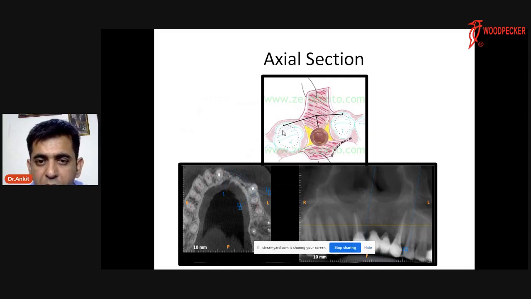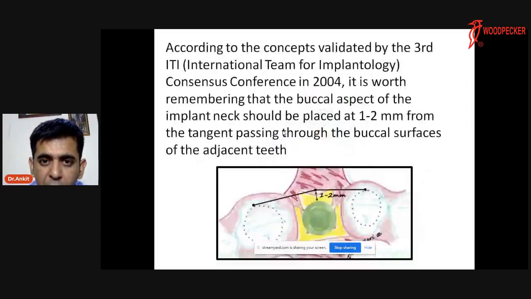So when we see it axially, now you can see the case. When we see it axially, you can see very little bone in the region of 2-1, 2-2, and 2-3. So in such a region, what needs to be understood is that we should carefully look at the thickness of the bone for placement of the implant, right?